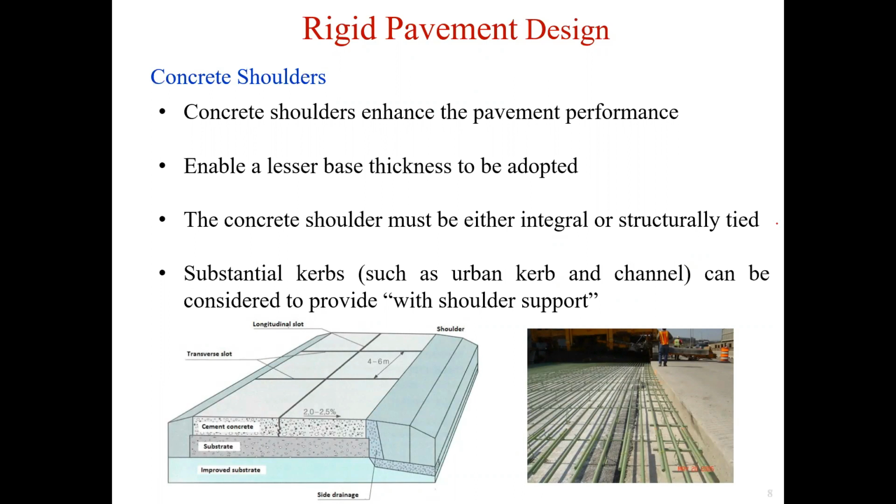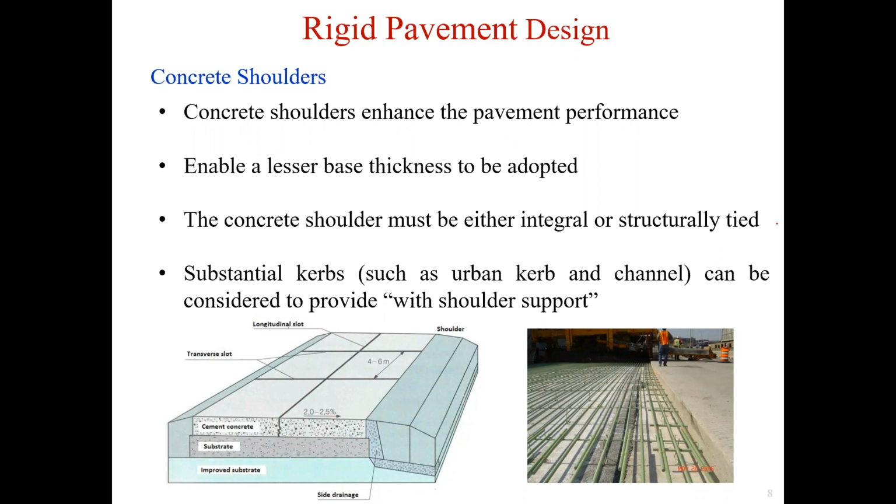Now let's look at the concrete shoulders. It provides lateral support to the main slab of pavement and also results in additional stiffness. The concrete shoulders improve the pavement performance and enable a lesser base thickness to be adopted. The concrete shoulder must be either integral or structurally tied to satisfy the wide shoulder criteria.